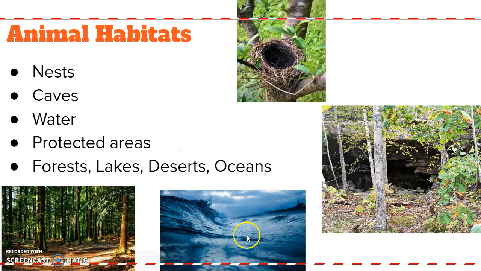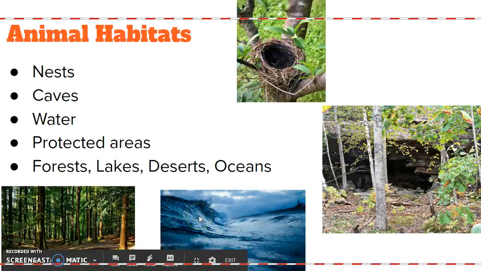A lot of other animals live in the water, like fish and sea turtles. And then a lot of animals live in forests, lakes, deserts, and other protected areas. Like elk and deer and moose live in the forest. But then iguanas live in the desert.